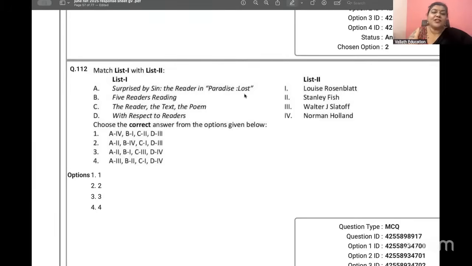Surprised by Sin is Stanley Fish. A2. Norman Holland must be B or D. And transactional can be this. Walter J. Slatoff also can be that. But with your knowledge that Louis Rosenblatt talked about transactional, reader, text, poem, transaction. Actually, that is by Louis Rosenblatt. With your, I have told you, trust your knowledge. I have taught you enough and more to guess. Do not think too much. Norman Holland is psychoanalytic. So maybe students who studied it might have guessed.